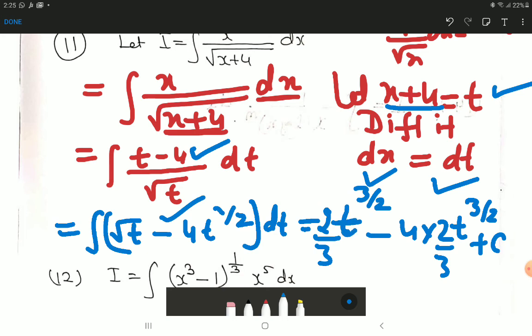Now only the value of t is to be fed. What is t? X plus 4, and afterwards you can take something common also if you wish.